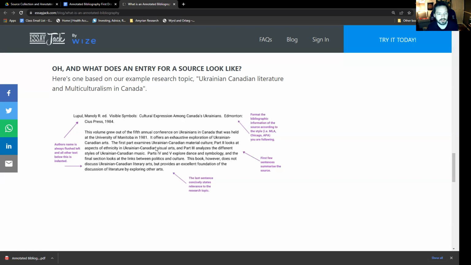So they say the first part examines Ukrainian Canadian material culture. Part 2 looks at aspects of ethnicity in Ukrainian Canadian visual arts. And part 3 analyzes the different styles of Ukrainian Canadian music. That's one sentence. I know there's some semicolons there, but essentially one sentence covering 3 sections. Right, so you can see the broad strokes.